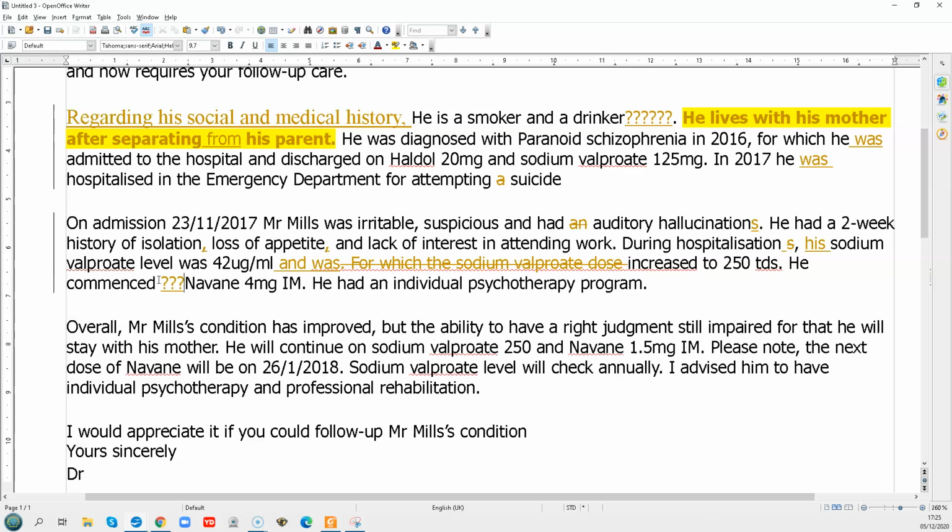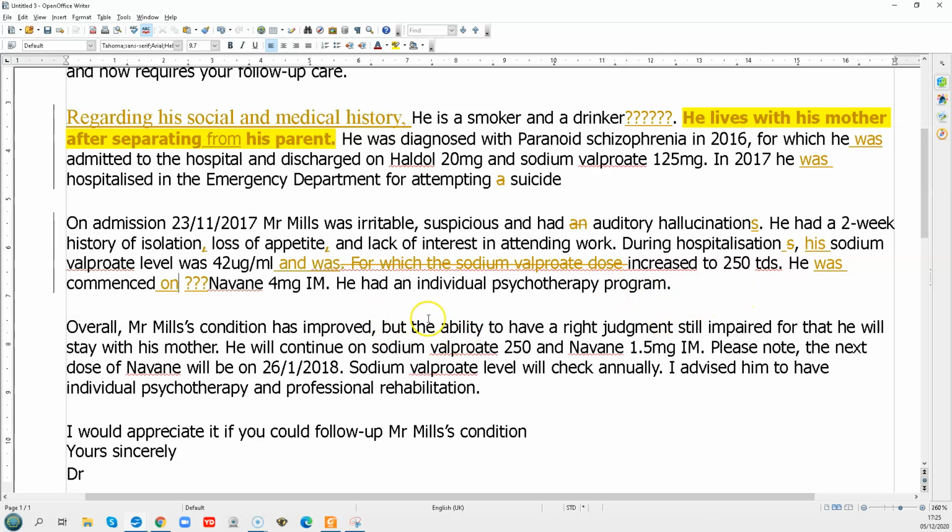He commenced himself. No, he didn't. I doubt it. Unless he broke into the drugs cabinet. He was commenced on. So, this grammar needs some serious work here. So, why is it short sentence? You know, you're supposed to be writing a coherent paragraph, not short sentence, short unconnected sentence, short unconnected sentence. That's not what the examiners want.